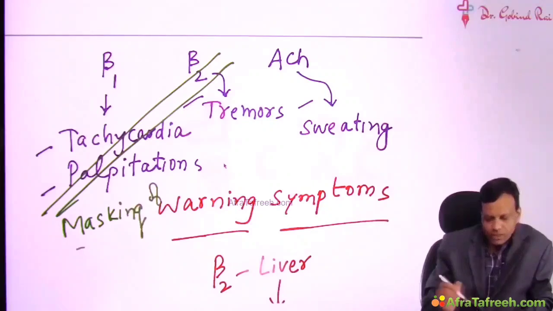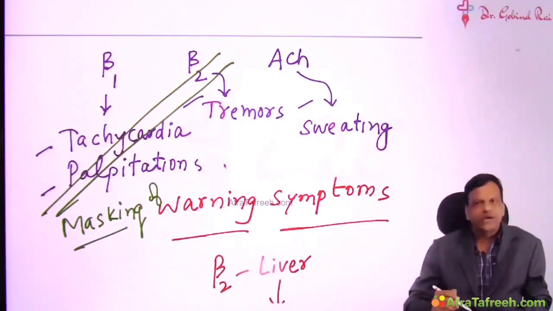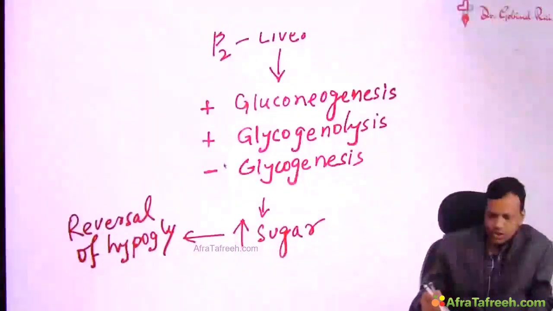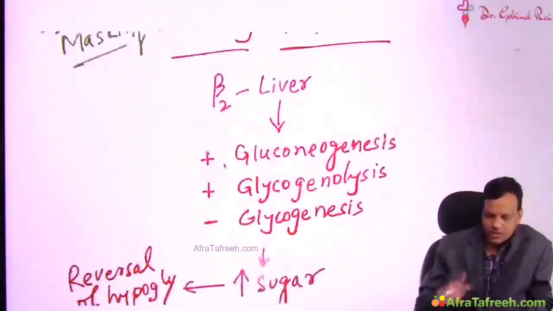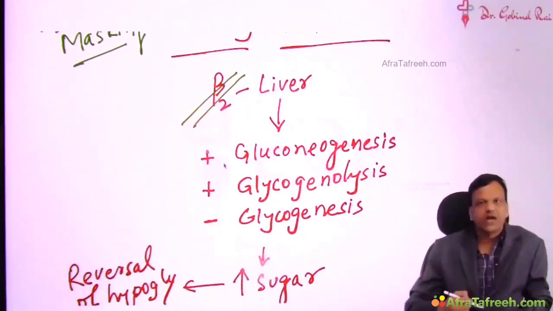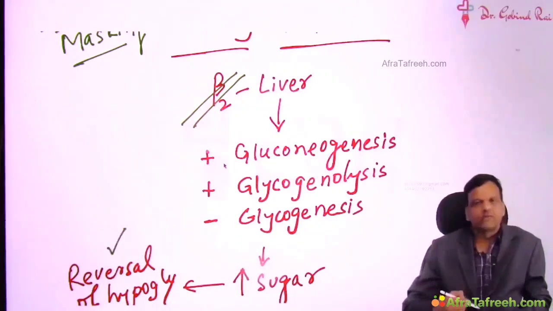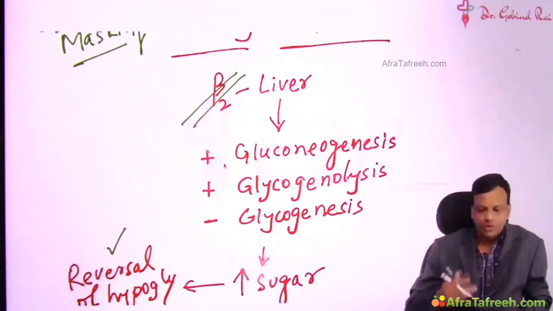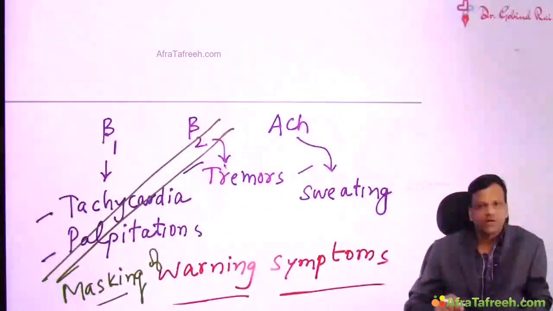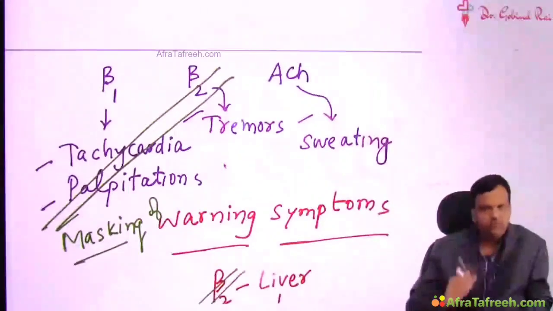That means even if the person develops hypoglycemia, the symptoms will not come. The person will never come to know that he is having hypoglycemia. So the person will not take sugar. Now second thing, if a person does not take sugar, the liver will reverse the hypoglycemia, but we have blocked the same receptor. That means even reversal cannot happen. So there is high chance that the person can go into coma. So beta blockers are contraindicated in diabetic patients.